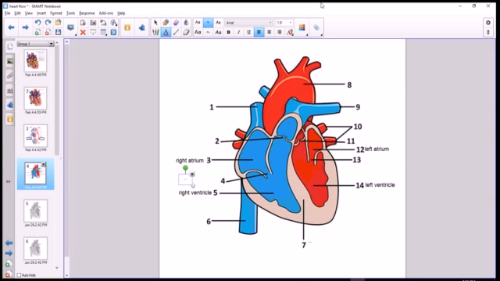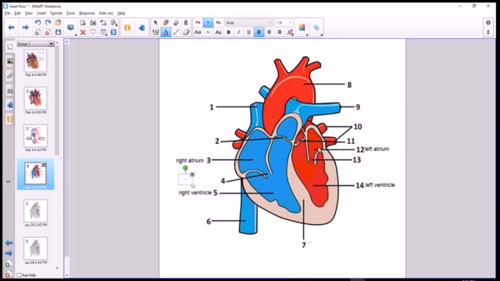So this heart is numbered 1 through 14. On the right side, which is in blue, that's the right side of the heart, which is concerned with the pulmonic circuit, that is handling deoxygenated blood. And on the left side of the heart in red, that is the systemic circuit, which handles oxygenated blood.